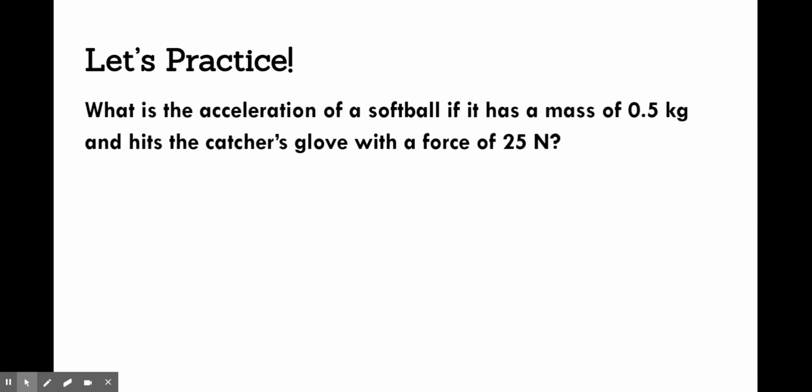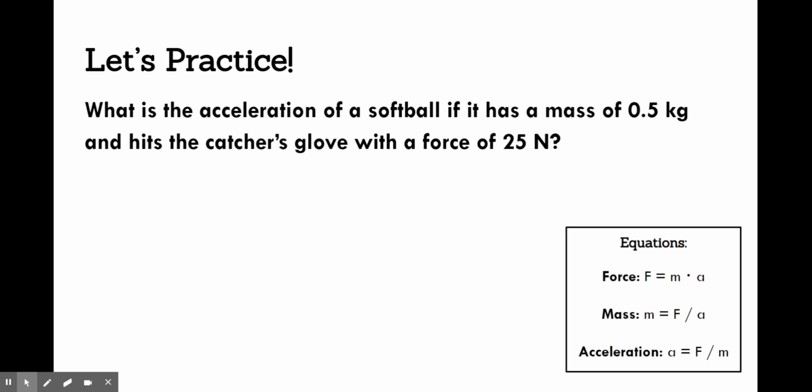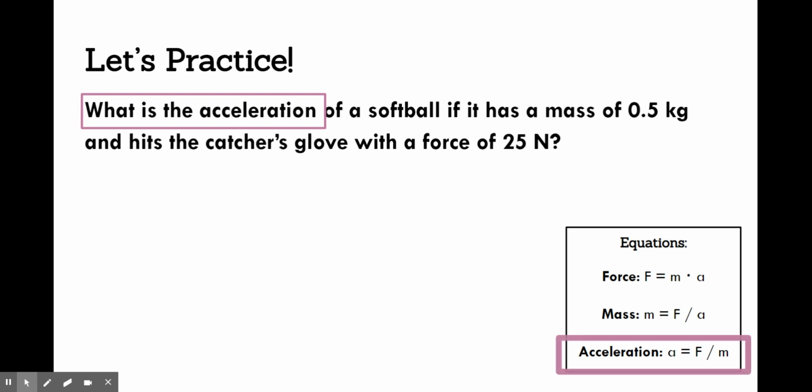Last one, pause the video, practice, and then press play to double check your answers. All right, you should be getting the hang of this now. First, you identify your equation, and you do that by looking at the problem. What is it asking? And in this one, it's asking, what is the acceleration? So I know my formula is this one, A equals F divided by M.